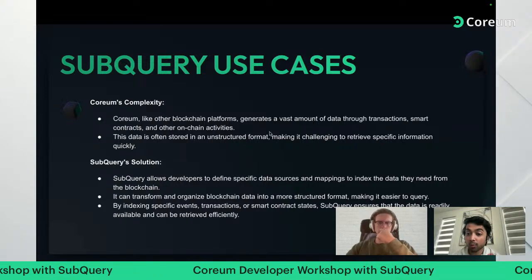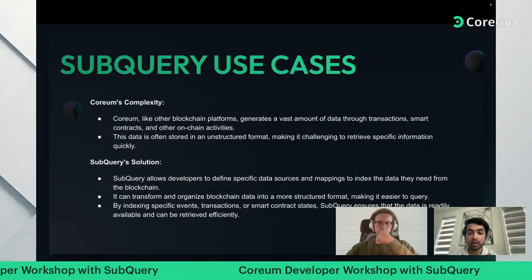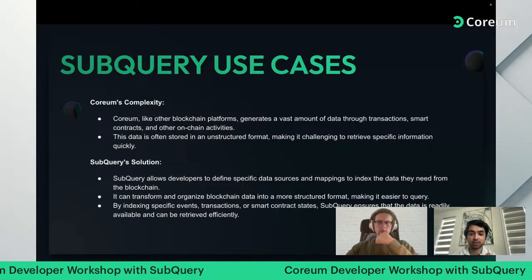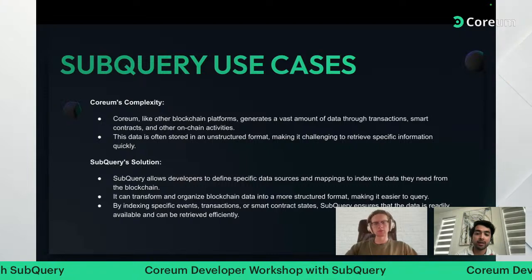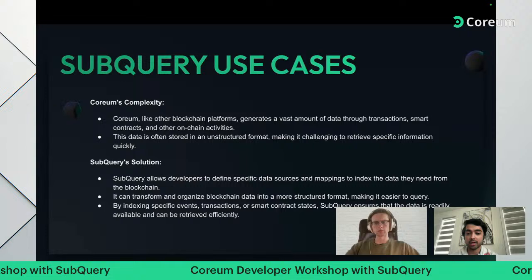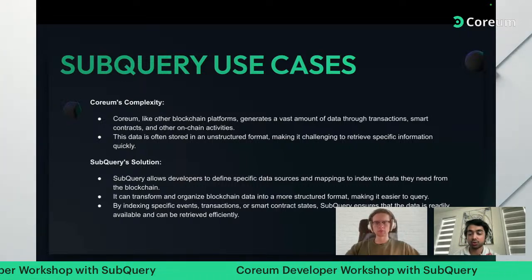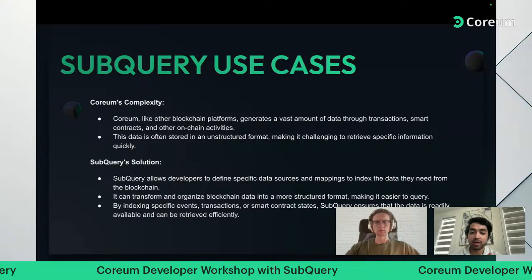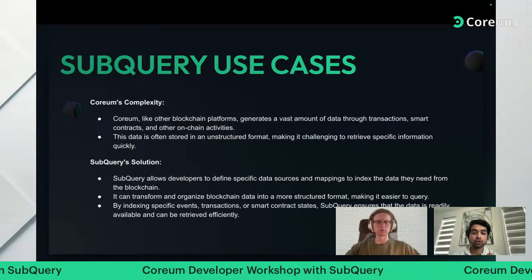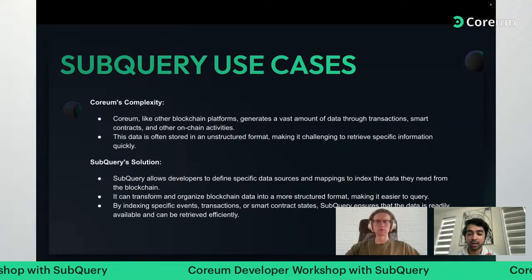I will also show you how the events and logs look in a blockchain explorer, and you will understand how complicated and unstructured the data is, which makes it really hard. But SubQuery makes it so easy. It allows you to index data and makes it easy to map the data that you need from the blockchain. You can index specific events, transactions, and smart contract states, and SubQuery also ensures that the data is readily available and can be retrieved efficiently with their code.